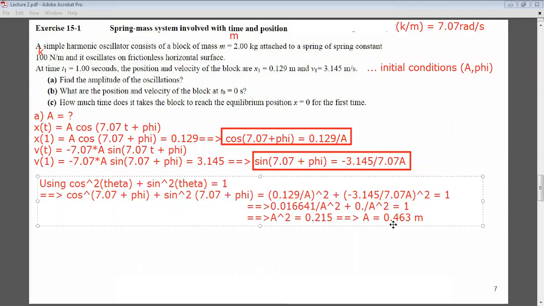In fact, this is not exactly 0.2, this is 0.198. So when we add them up, it gives approximately this one. Okay, so this is the amplitude of oscillation.